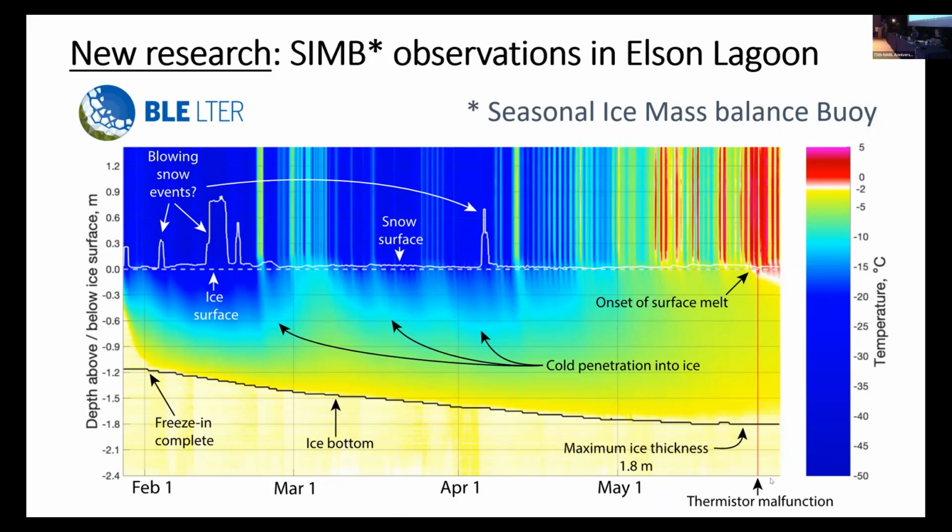This is an example of data from a seasonal ice mass balance buoy that was deployed in Elson Lagoon. And you can see here how we're capturing that same growth and early onset of melt, with all of this extra information about how cold penetrates and how thawing starts initially at the beginning and then penetrates through the snow and ice and starts ablating the surface of the ice in springtime.